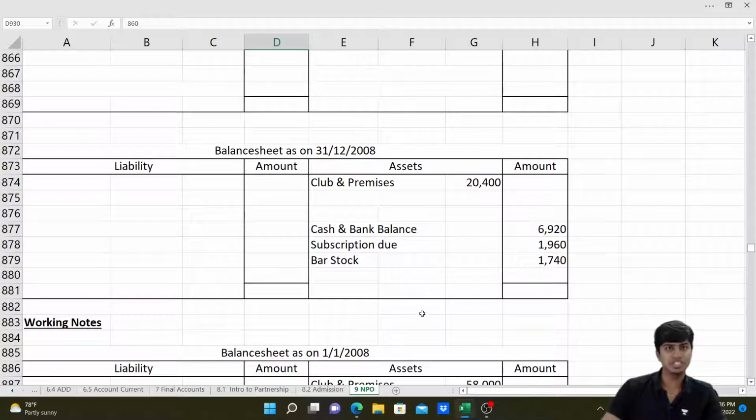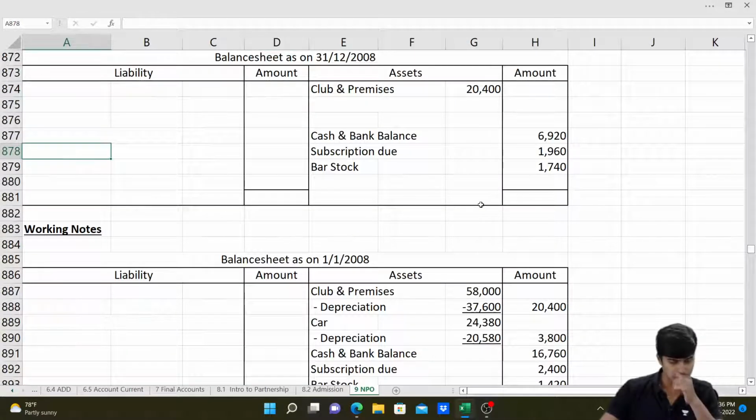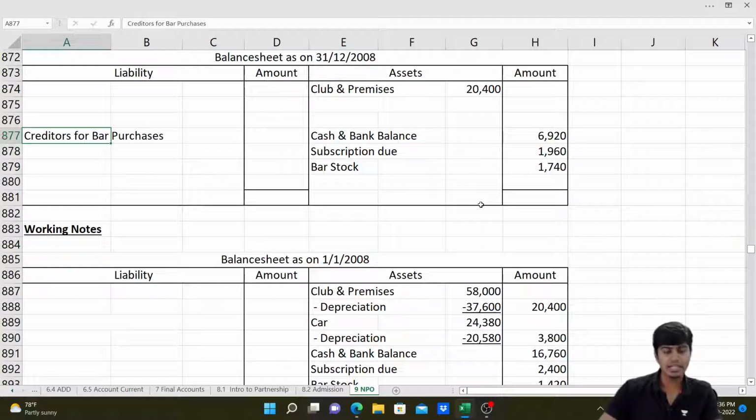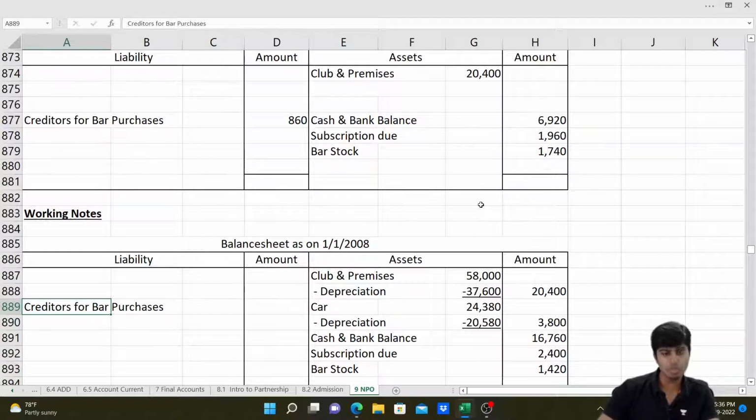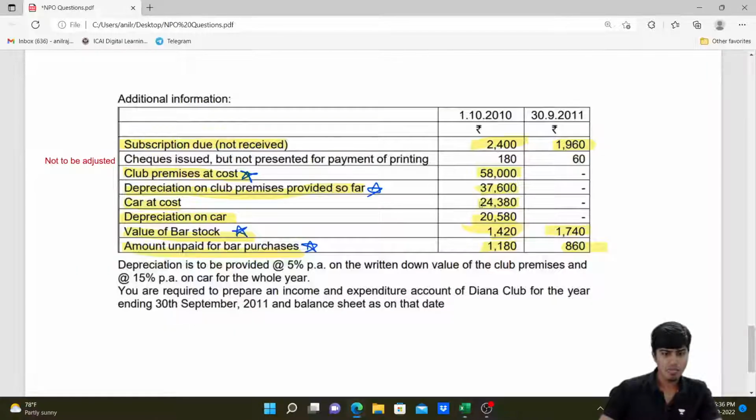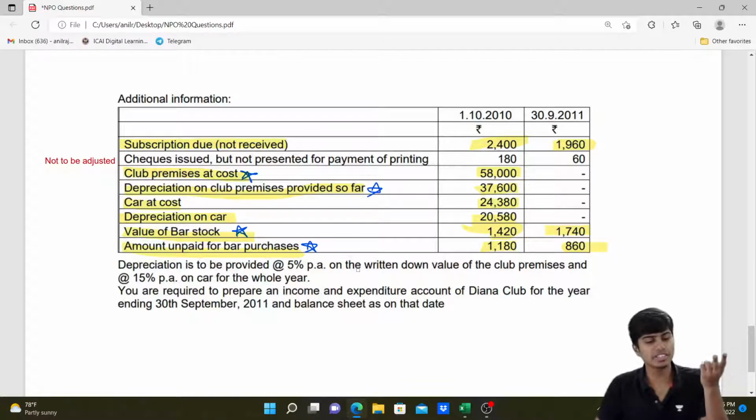So in my balance sheet as on 31st of December 2008, let me write creditor for bar purchases 860, and in my balance sheet as on 1st of January 2008, opening balance sheet, creditors for bar purchase 1,180. Done. Only two more adjustments.